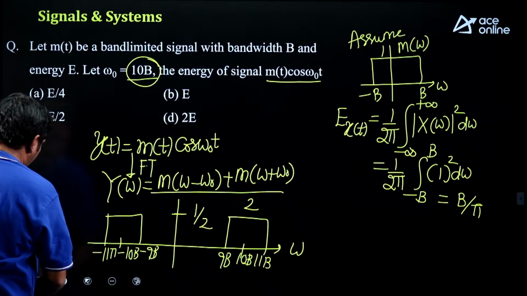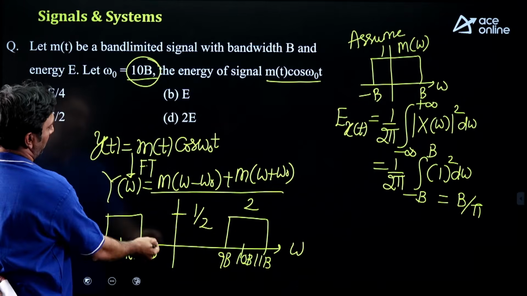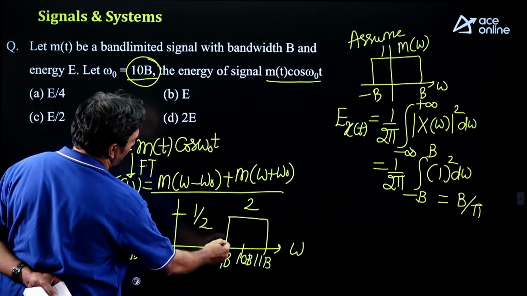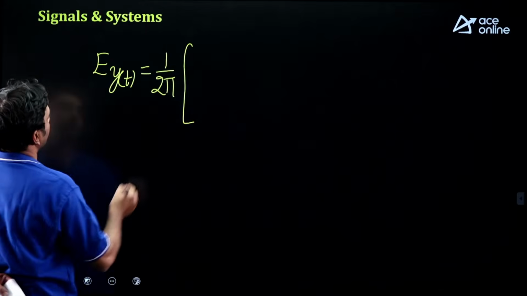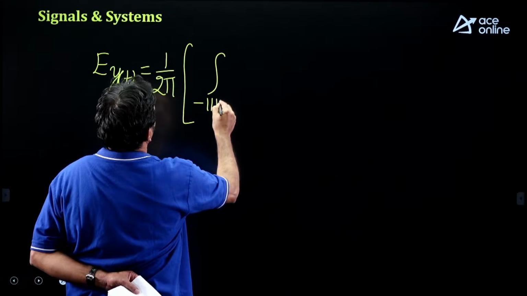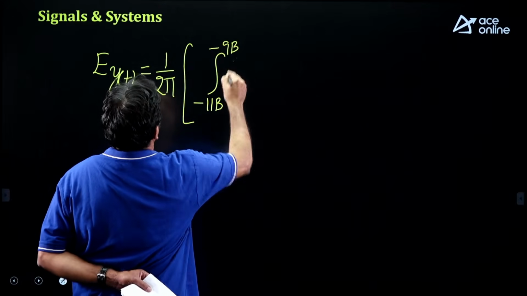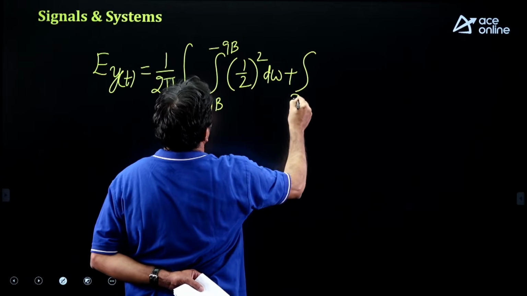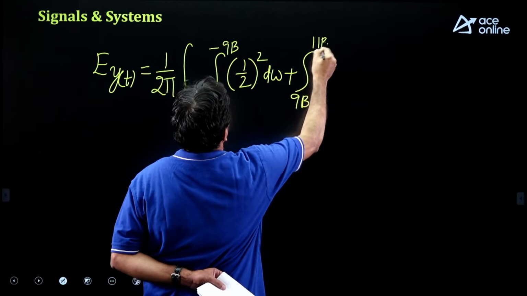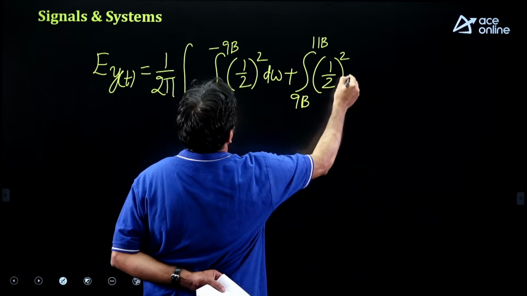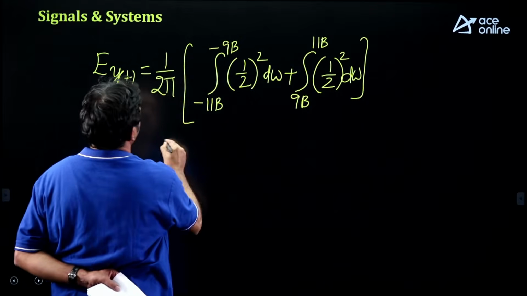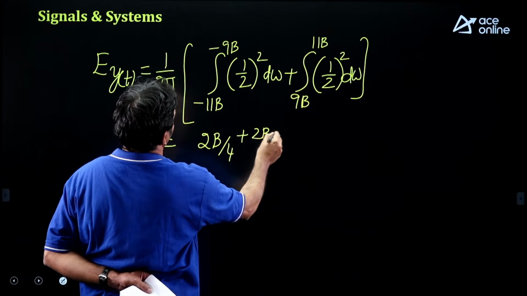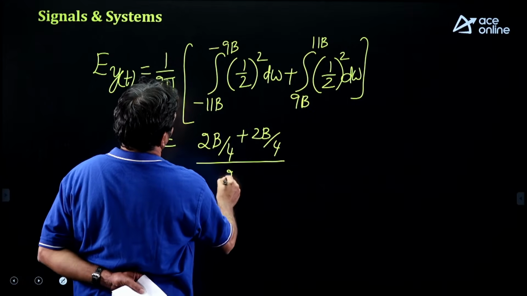Of course it is a symmetrical spectrum. Minus 11B to minus 9B, amplitude 1 by 2, and 9B to 11B also 1 by 2. So minus 11B to minus 9B, 1 by 2 whole square. Similarly 9B to 11B, 1 by 2 whole square d omega. That becomes what? 2B by 4, 2B by 4 by 2 pi.